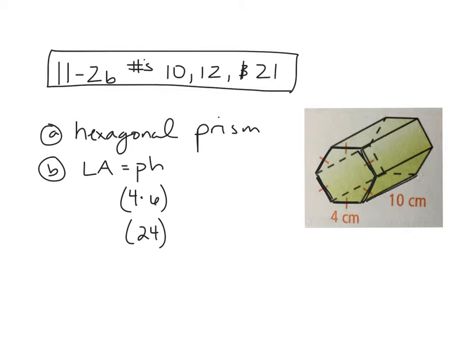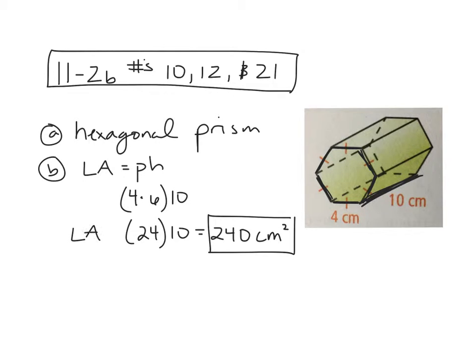And then the height is the distance between the two bases, so that would be 10 in this problem. So you would do 24 times 10, or 240, and it's an area, so square centimeters. So that's your lateral area, is 240.